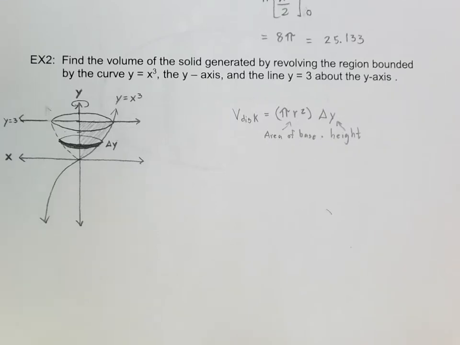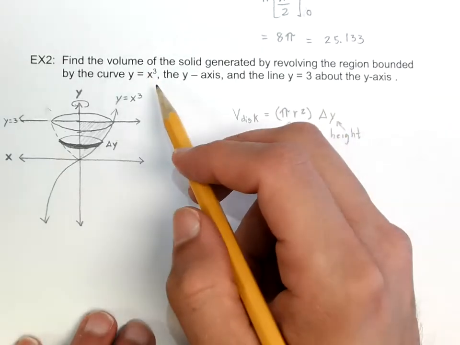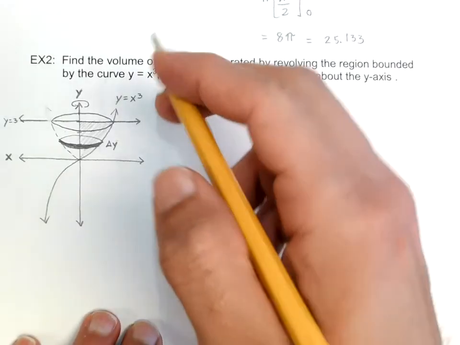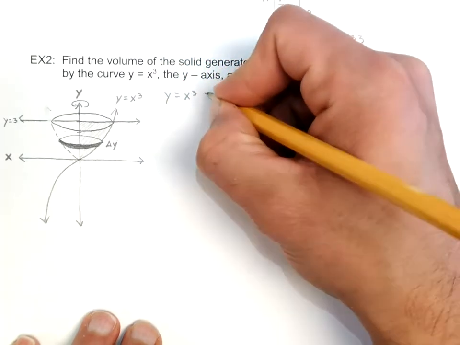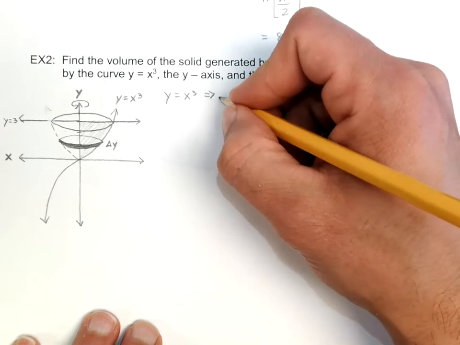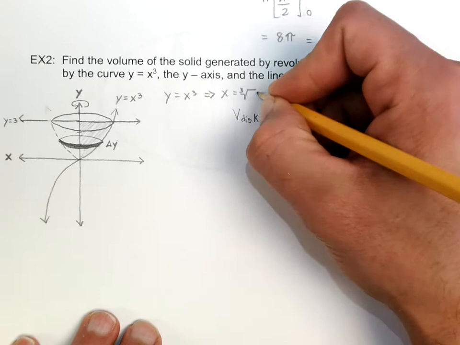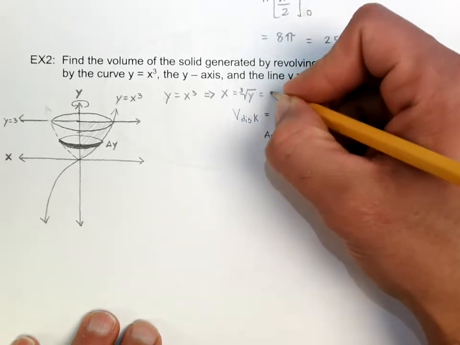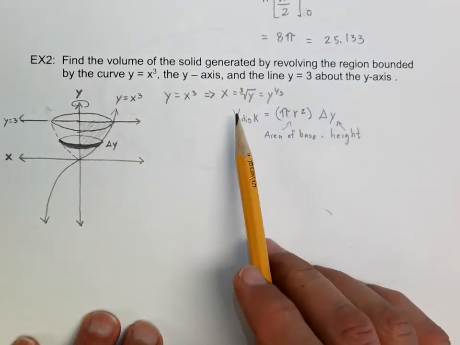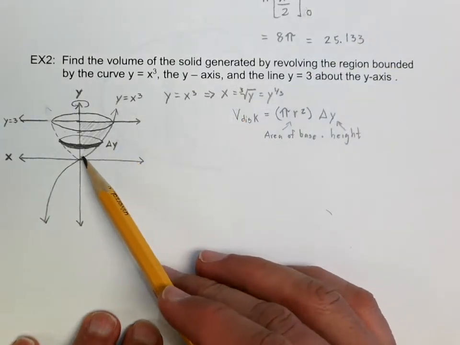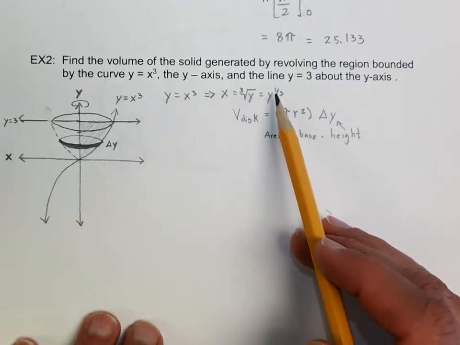Now, before we go on, because we're going to have everything in terms of y because of this height, I'm going to go ahead and solve for x. So right here, we have y is equal to x cubed, which implies that x is equal to the cube root of y, which is equal to y to the 1/3 power. So just keep in mind that this line right here is the same thing as y to the 1/3 power.